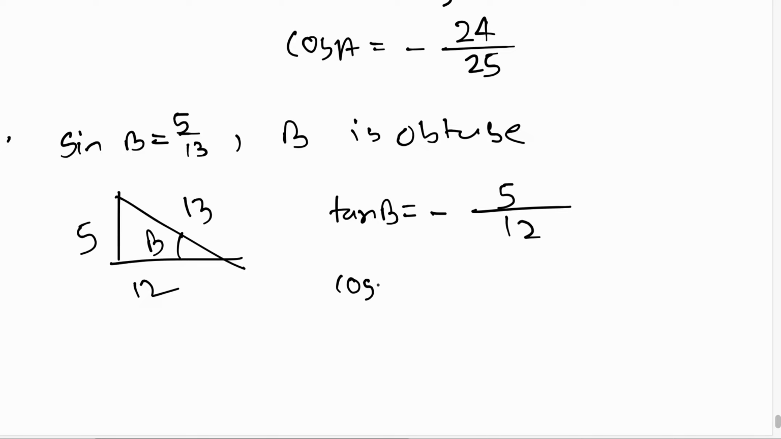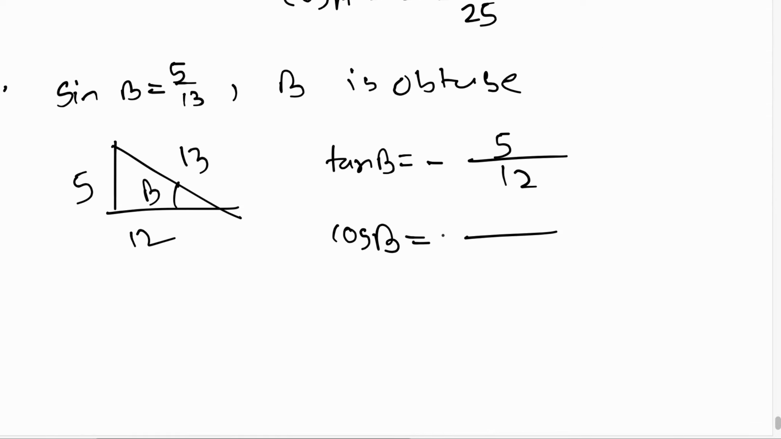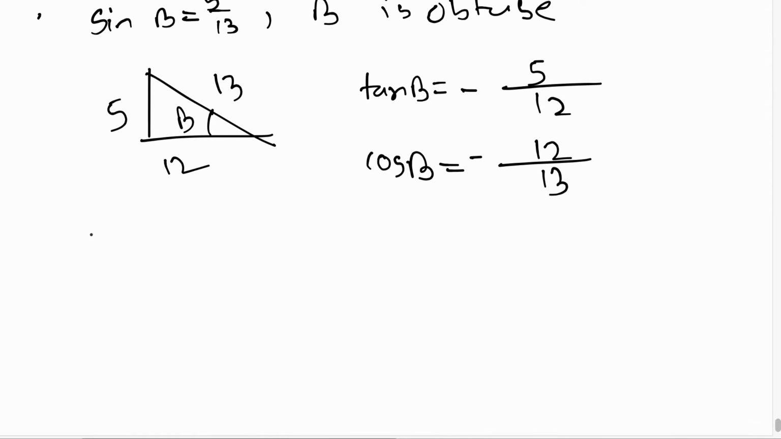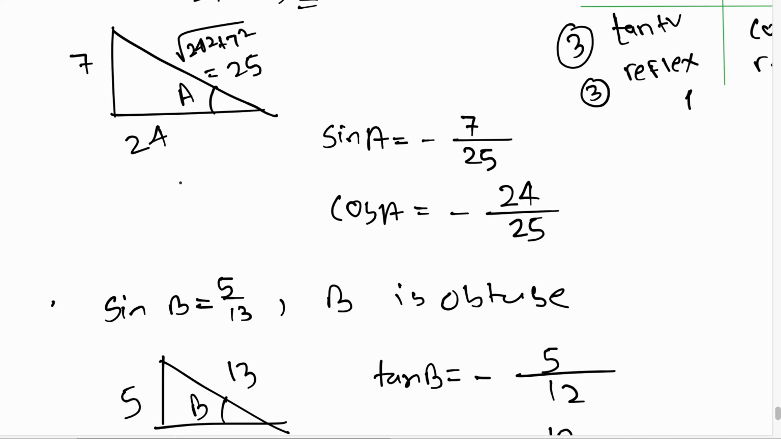Then comes cos B. Cos B in the second quadrant is also negative, so there will be a negative sign, and it is 12 by 13. Okay, now let me find sine of A plus B. Calculate the value of sine of A plus B using these two examples.